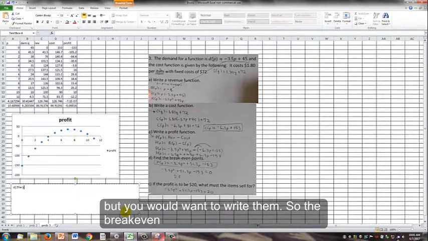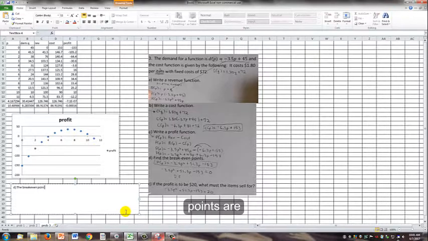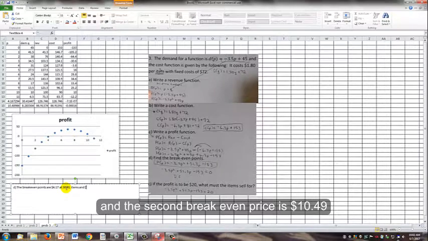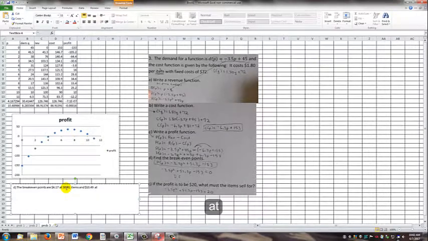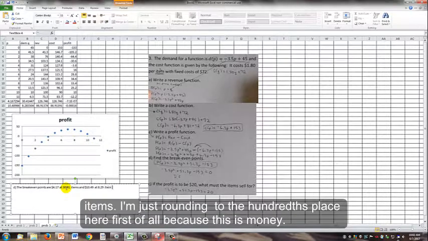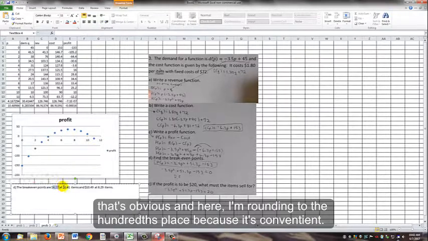So the break-even points are, this 4.17 is price, so $4.17 at 30.41 items, and the second break-even price is $10.49 at 8.29 items. I'm just rounding to the hundredths place here, first of all, because this is money, so that's obvious, and here rounding to the hundredths place because it's convenient.